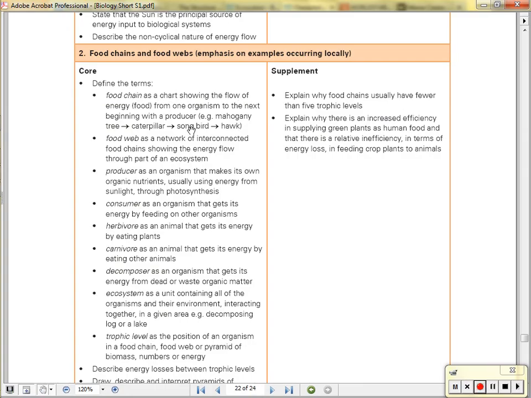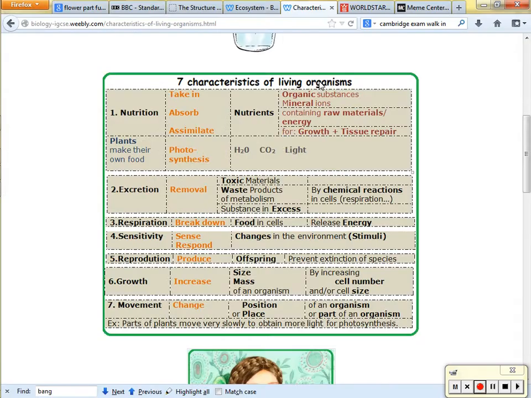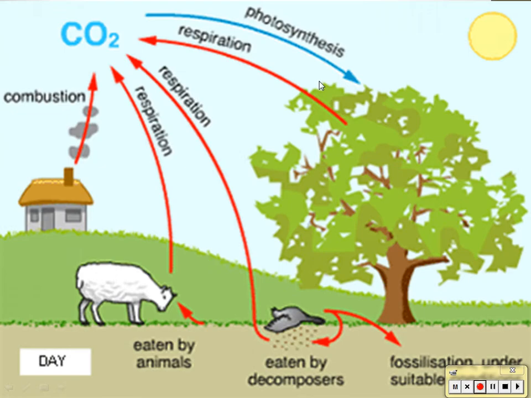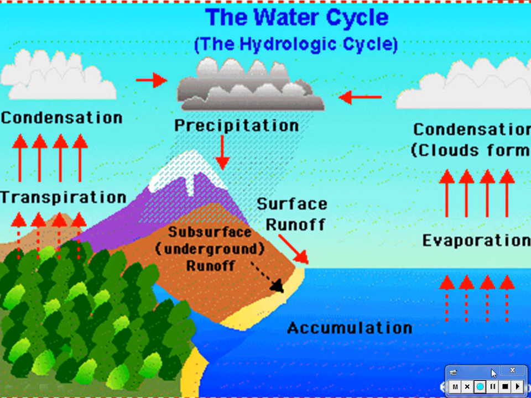Okay, so let's check this syllabus. Food chain, food web, producer, consumer, herbivore, carnivore, decomposer, trophic level, energy losses. You lose 90%, you only transfer 10%, bang bang. Why are they less than 5? We covered that. Now let's talk about efficiency, no, none of those are there, hit pause.